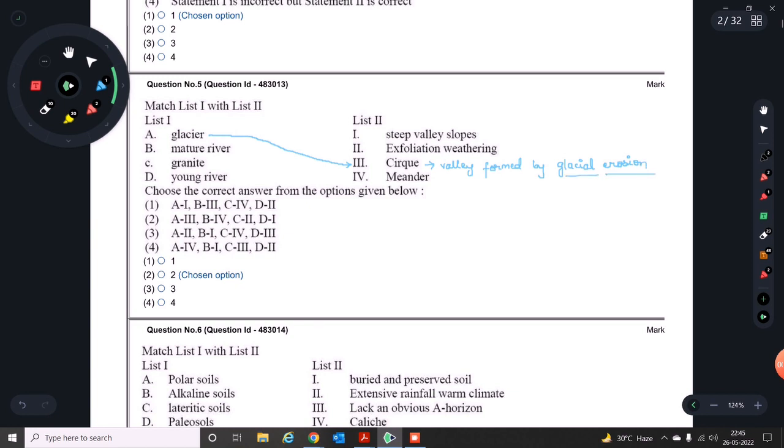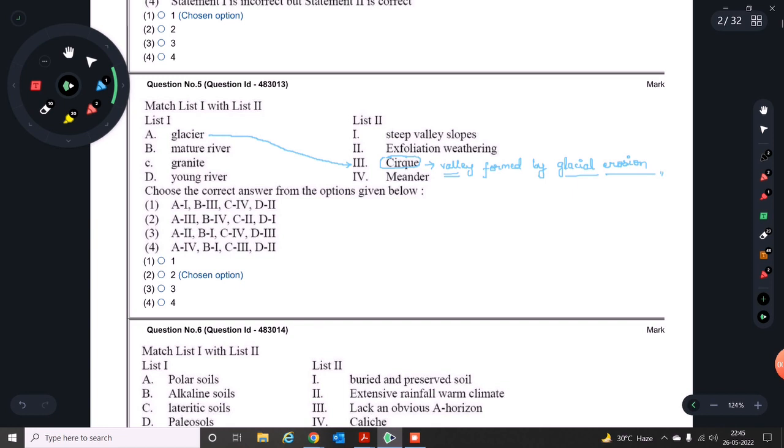When glaciers move, like terminal moraines and moraines, you must have studied, when the moraines move, they erode the rocks nearby, and due to that erosion, a valley is formed. That valley, because of glacial erosion, is known as Cirque. Okay? CIRQUE. Glacier is related to Cirque.